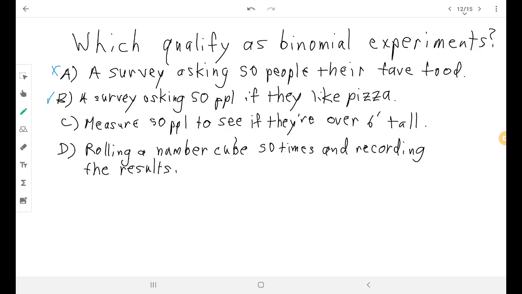So what are the possible outcomes to that? I measure you, and you either are 6 foot tall or less, or you're over 6 foot tall. That's a yes or a no. So that, too, is a binomial experiment.